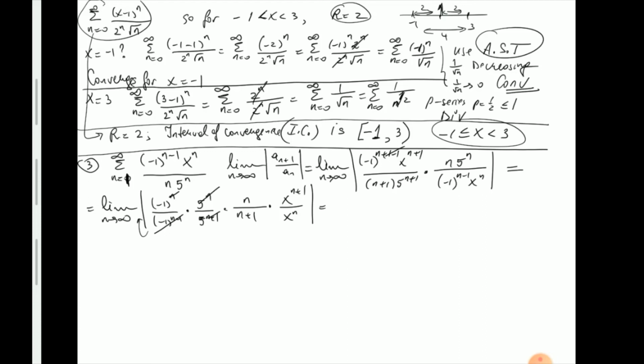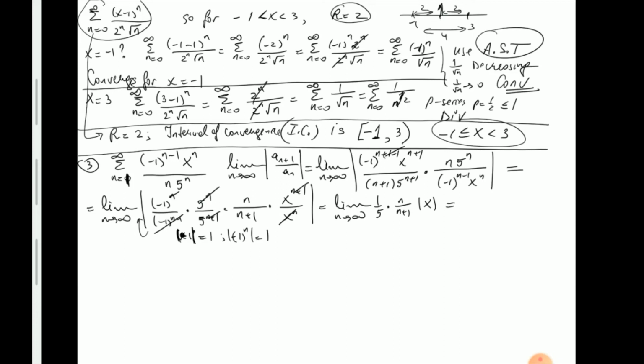Absolute value of minus 1 is 1. Any minus 1 to any power will become 1 if you apply the absolute value. So minus 1 to the n inside an absolute value is always 1. And then the positive part goes outside the absolute value. So you have 1 over 5, n over n plus 1 outside, and then absolute value of x remaining.